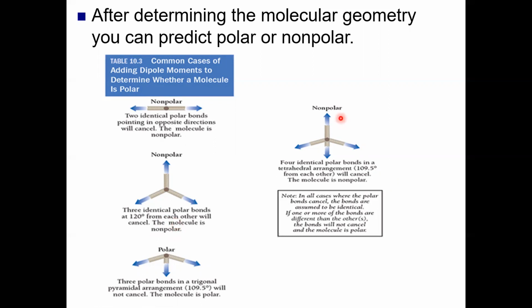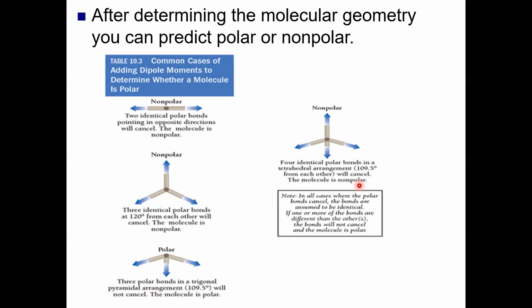In the case that we have four electron domains, in this case they're all bonding domains, all of them have the same type of bond, and so they all have the same type of dipole moment. In this case, they'll also all just cancel each other out. So this is also a nonpolar molecule.